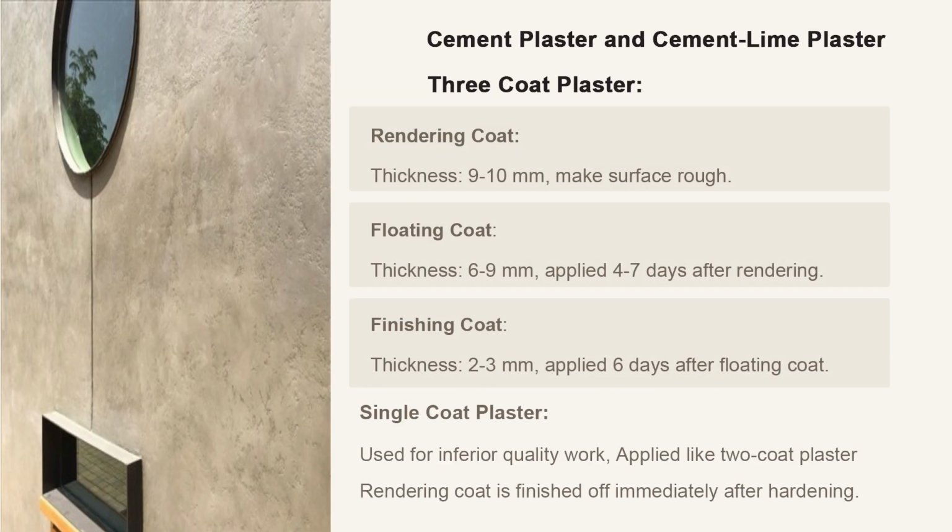Now, if we look into the 3 coat plaster method here, it is quite similar to the 2 coat process we just saw, but with an additional intermediate coat known as the floating coat. Here is a breakdown of this method.